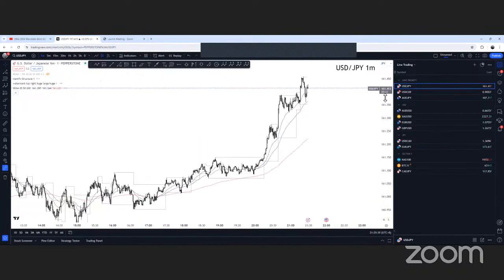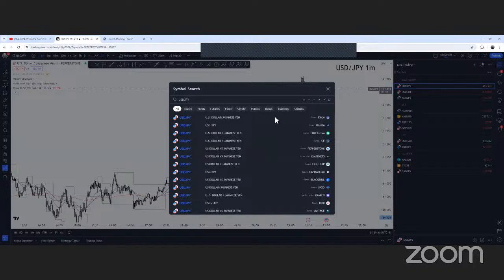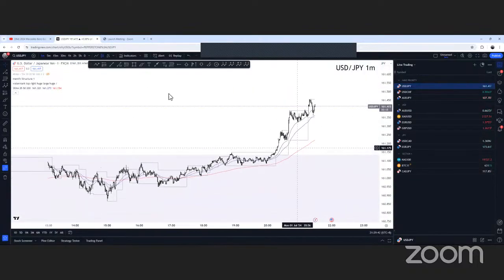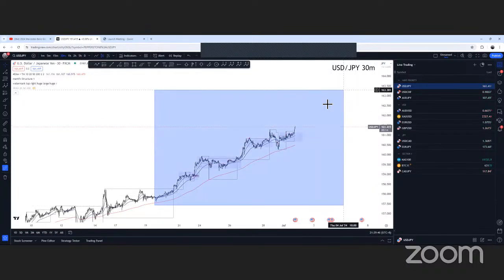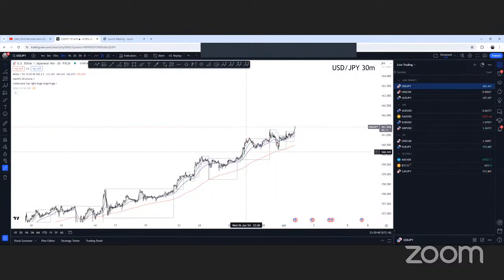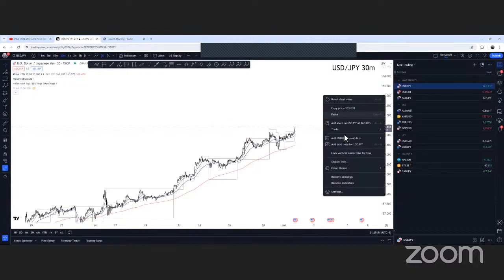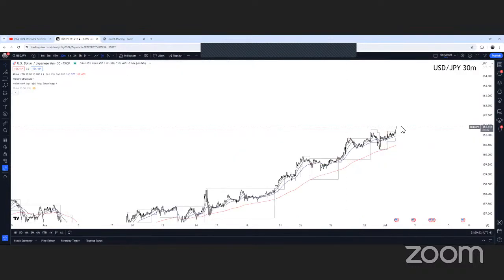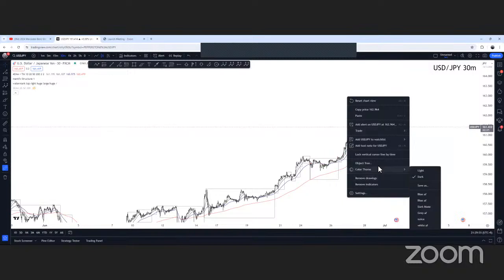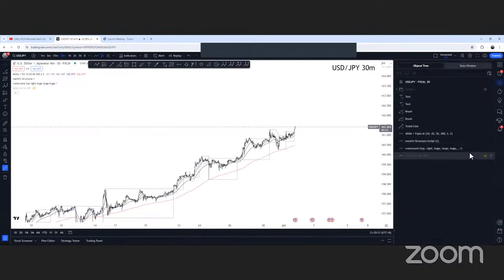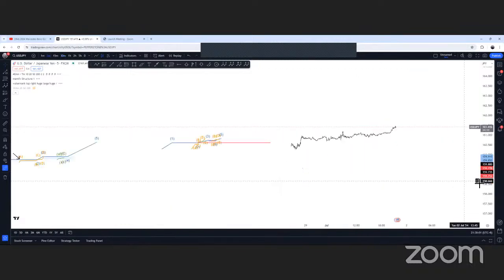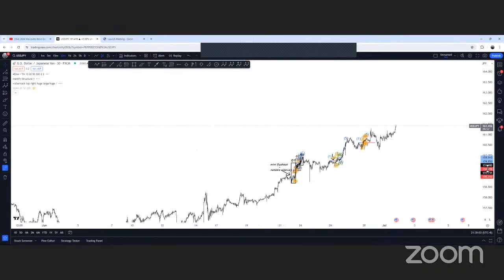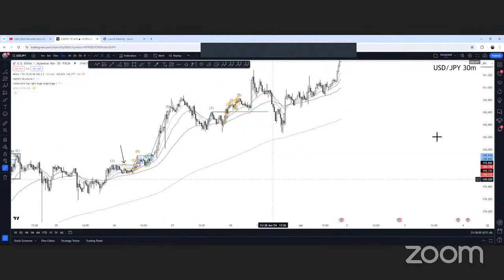So if we look at UJ, FXCM, it's literally the same thing, right? I can show you. Just ignore the triple M here. I'm not using it, so don't worry about it. Not important at all. I will get my object tree back. Okay, so 30 minutes. Let's go back again, shall we?